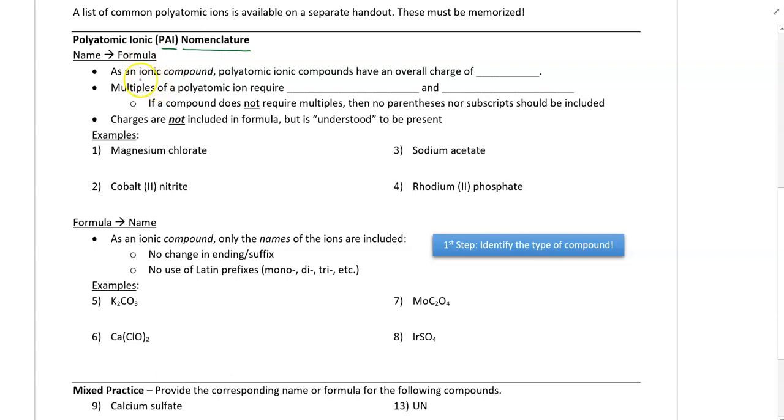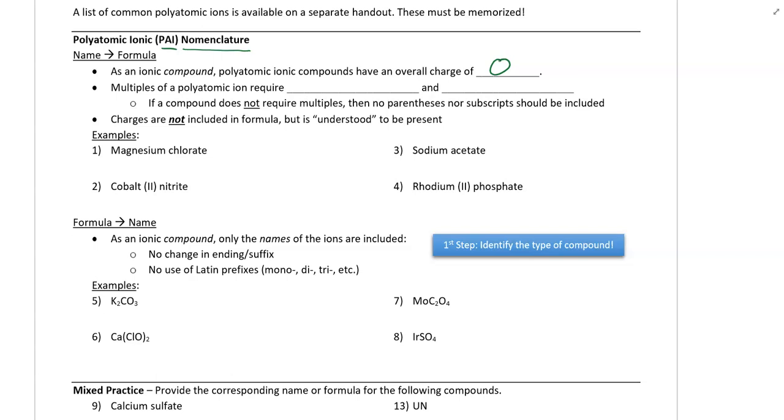We're going to see here again, as an ionic compound, these polyatomic ionic compounds, so these PAIs, are going to have an overall charge of 0. And that's how it's always been. We're always going to have a neutral overall compound charge. So the positives that are there, the negatives that are there, they have to match up. They have to cancel each other off.